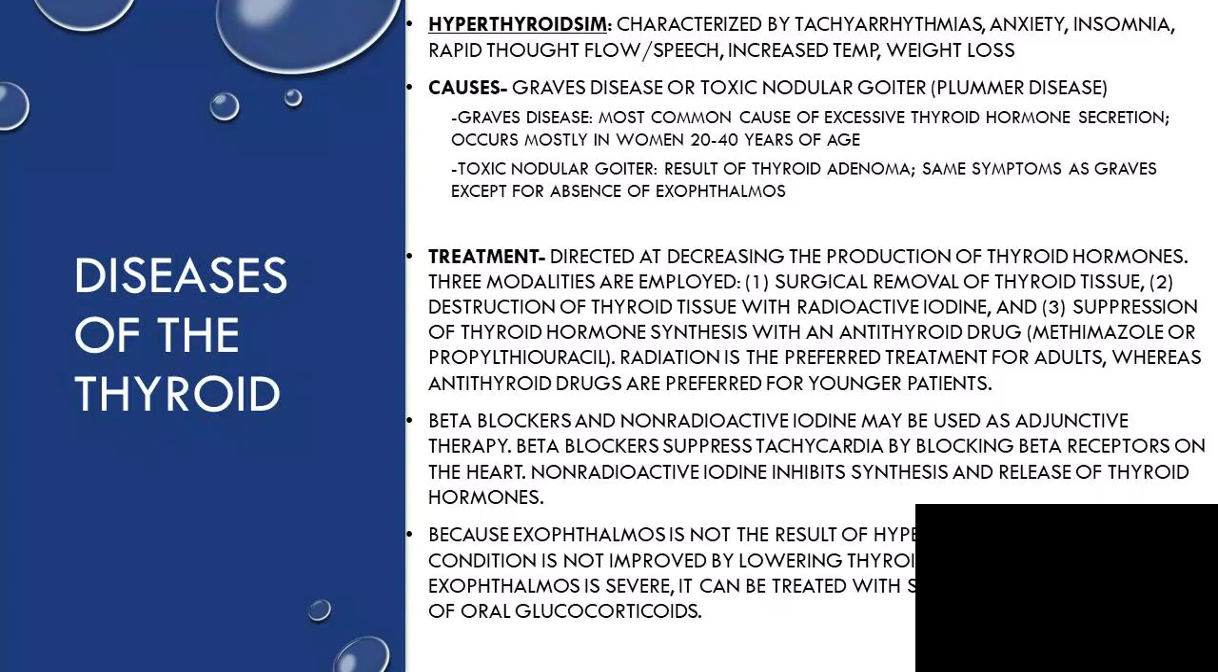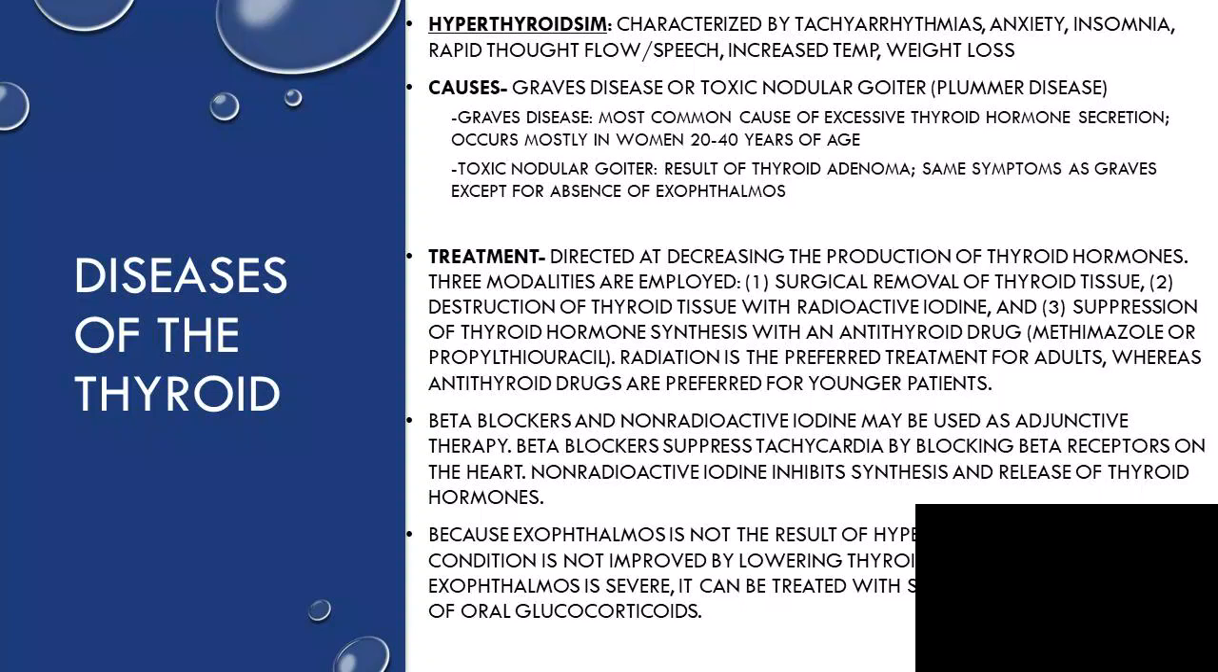The treatment for hyperthyroidism is actually directed at decreasing the production of thyroid hormones. And so 3 modalities can be employed. 1 is surgical removal of thyroid tissue. 2 is the destruction of thyroid tissue with radioactive iodine. And 3 is suppression of thyroid hormone synthesis with an antithyroid drug called methimazole or propylthiouracil.